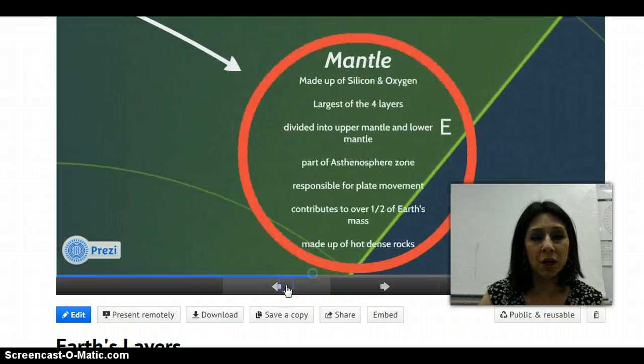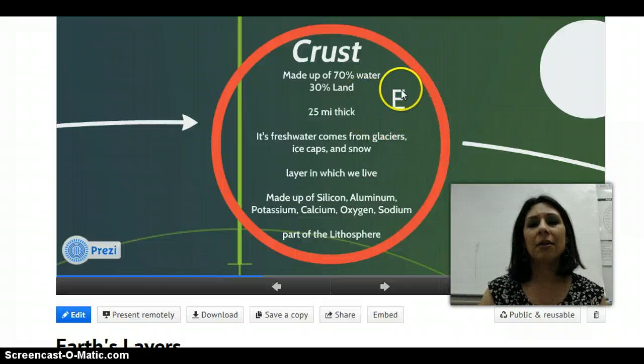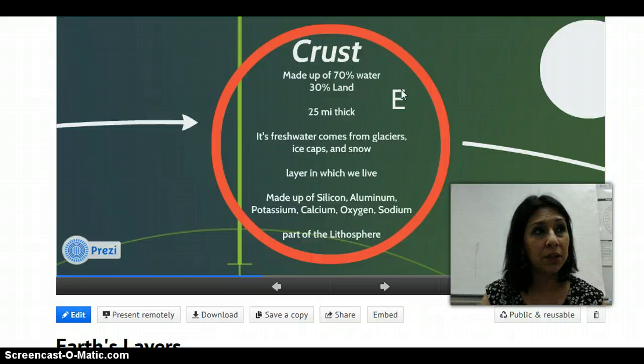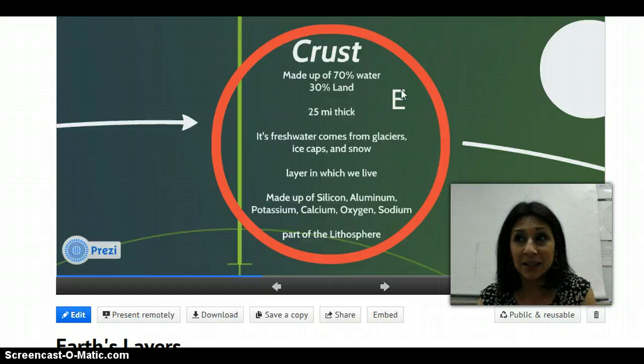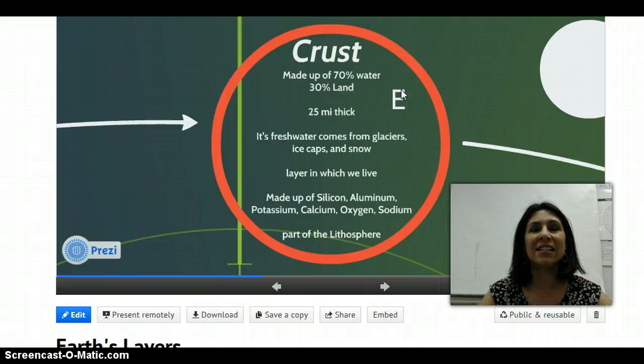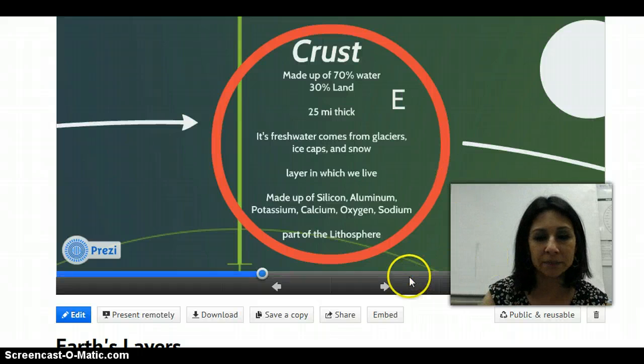And actually, before moving on, if I take you back to this slide, you notice that there's a big E here. Remember that we spoke about mechanical properties, whether a layer was elastic or non-elastic. The crust moves. If you add pressure to it, it's going to move. It's going to react in some way. So the crust is elastic.